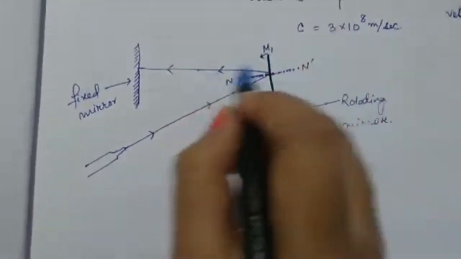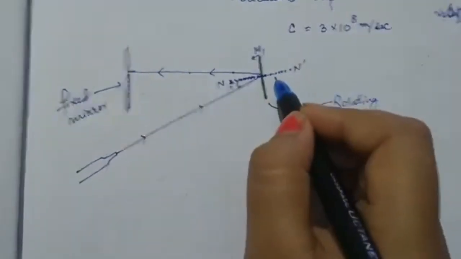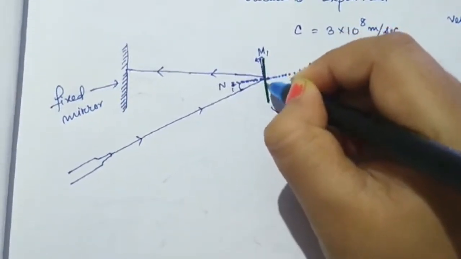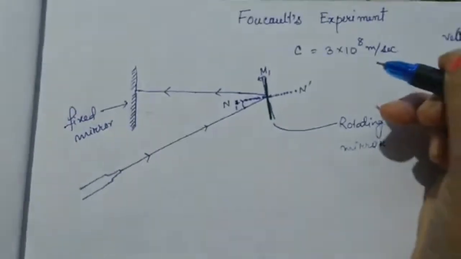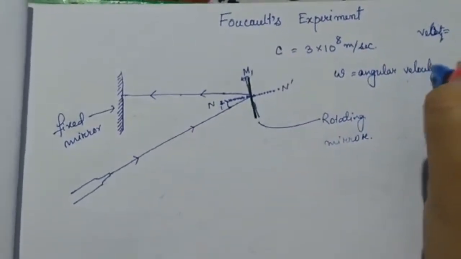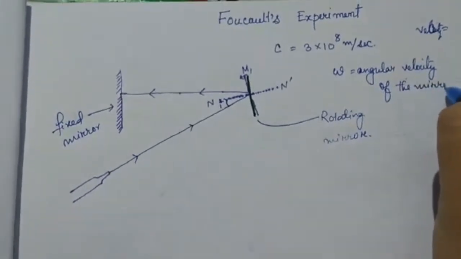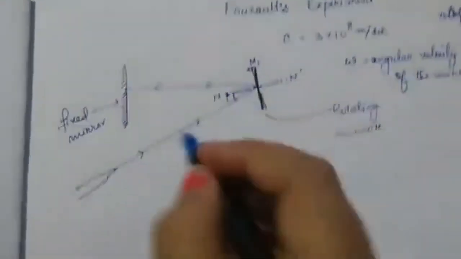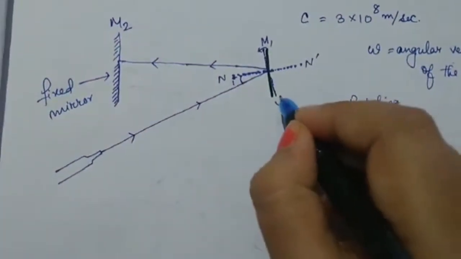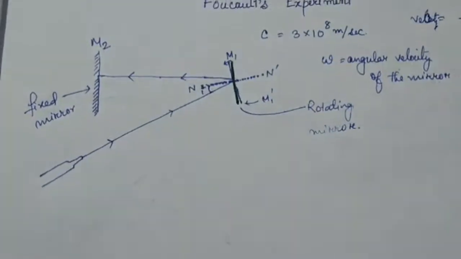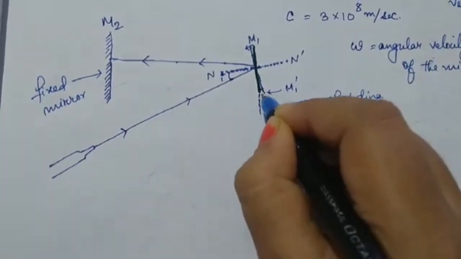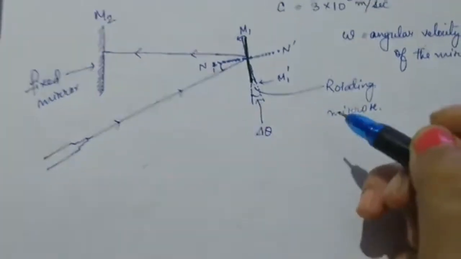When the light travels from here to here and then goes back, there will be a time gap. Within that time, this mirror is going to change its position slightly. Let omega be the angular velocity of rotation of the mirror. The first mirror is M1 and this is M2. Now the mirror has come to a new position, which I name M1 dash. I can extend it to show the angle between them, which is delta.